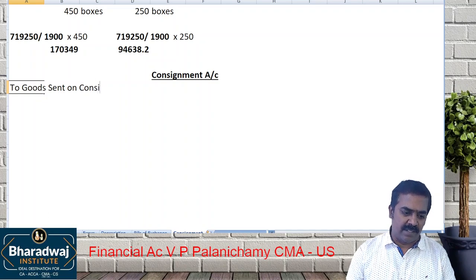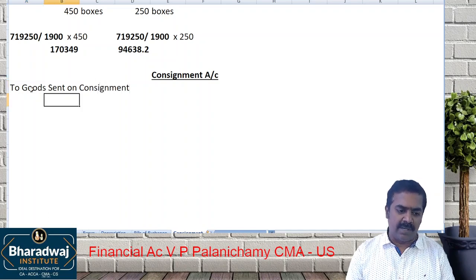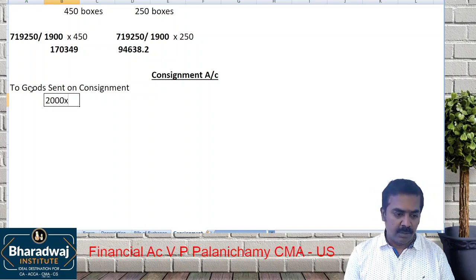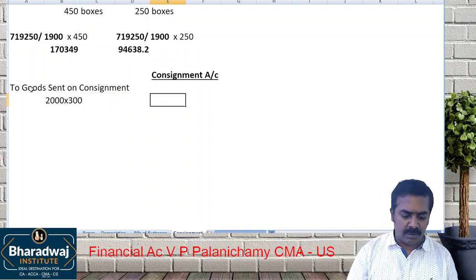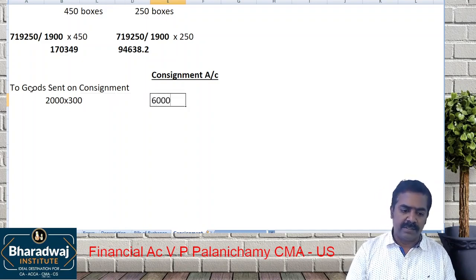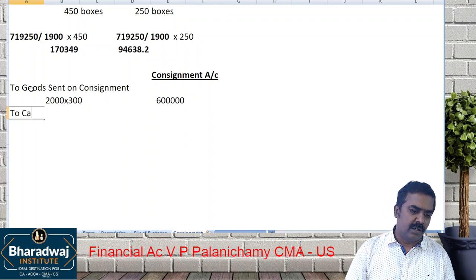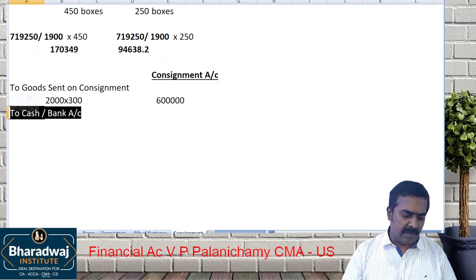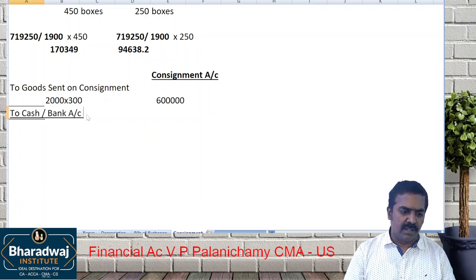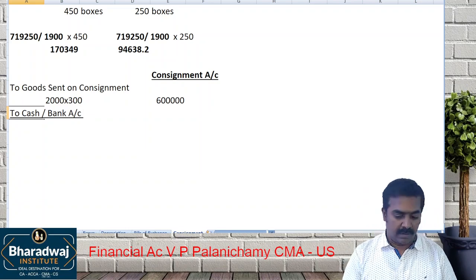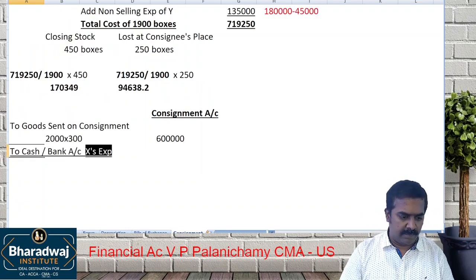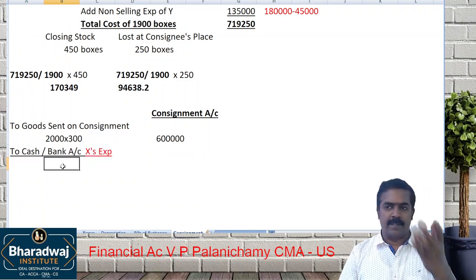Debit all expenses and losses. Goods sent on consignment: how many boxes were sent? 2000 boxes into 300. Please do it along with me. 2000 boxes into 300, 6 lakhs. Then to cash or bank account. This is for the consignor's name. Whose expenses have we recorded, look.